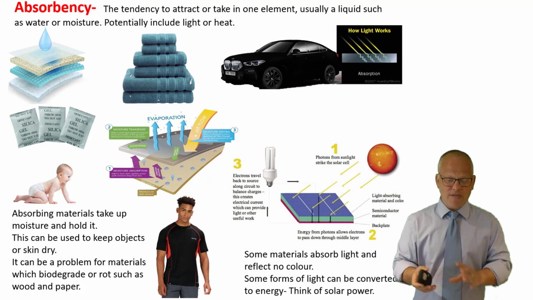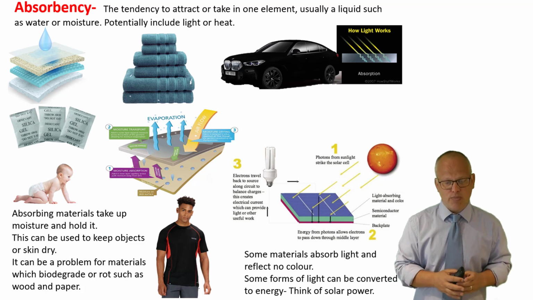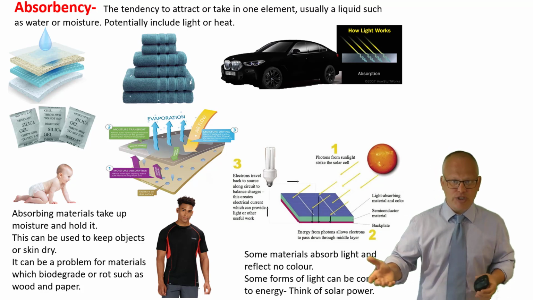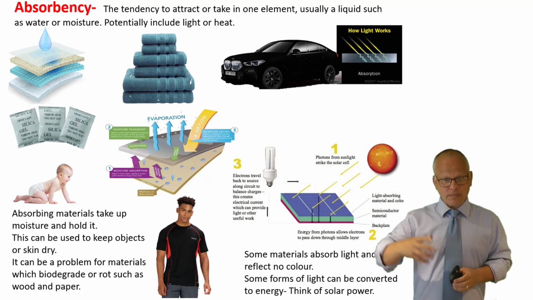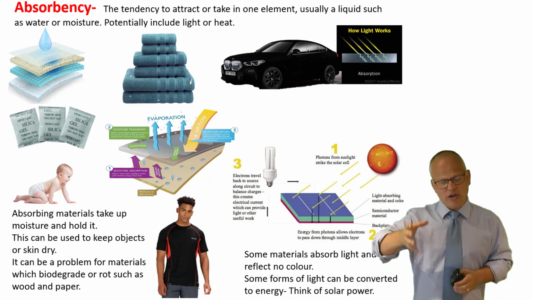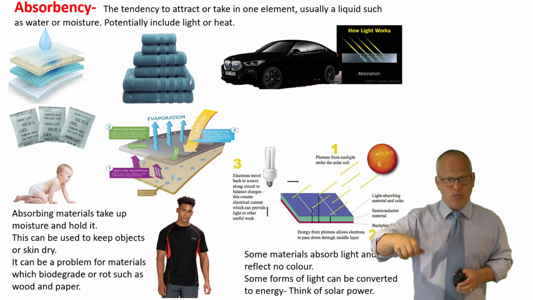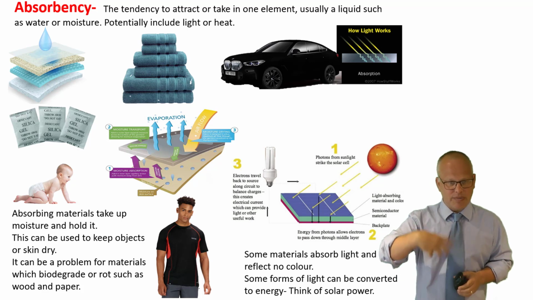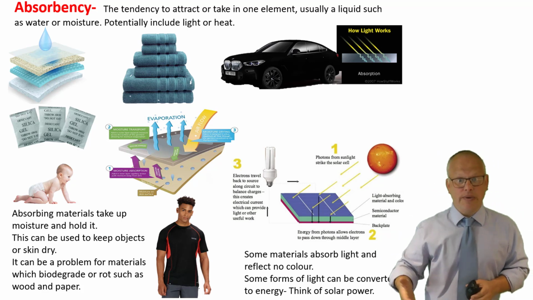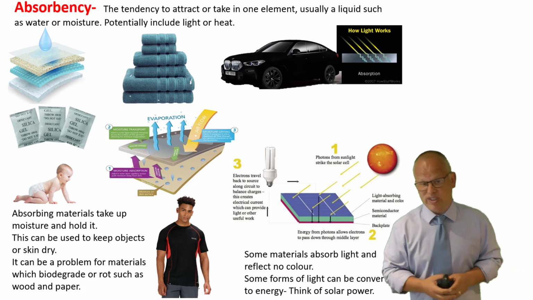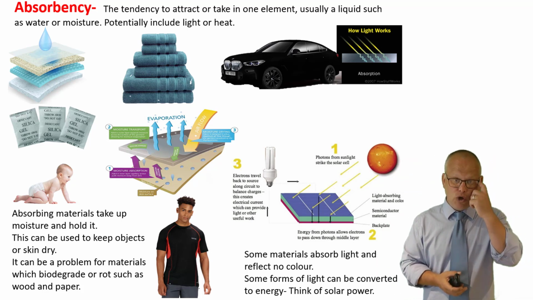Now, if you have materials that are absorbent but they're not protected, they can quite often rot. An example is if you were to build a shed in your back garden and you didn't treat it, then that could rot as the moisture and the rain got into it. So we often put a coating of paint or a sealant on it to prevent it from rotting.